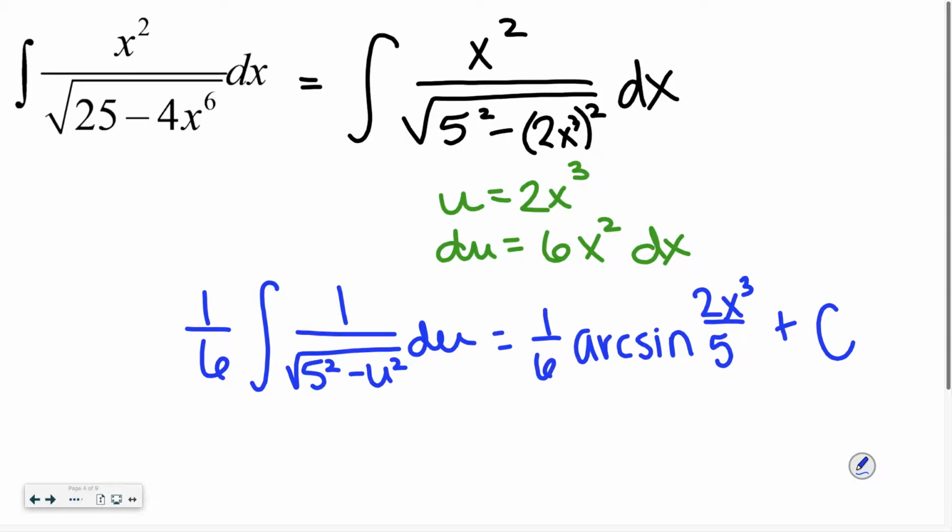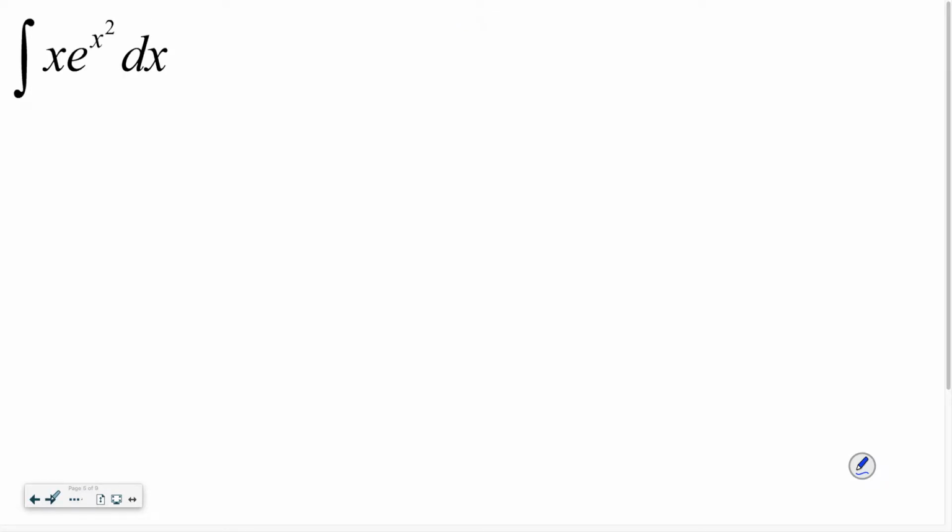Okay, why is it 1/6 up front, not like 1/5? Because isn't 5 the a? There's no 1 over a, because of our u substitution. We replace x squared dx with du. But we have 6x squared dx, so we had to divide that 1/6 over to replace. So that's the final answer.